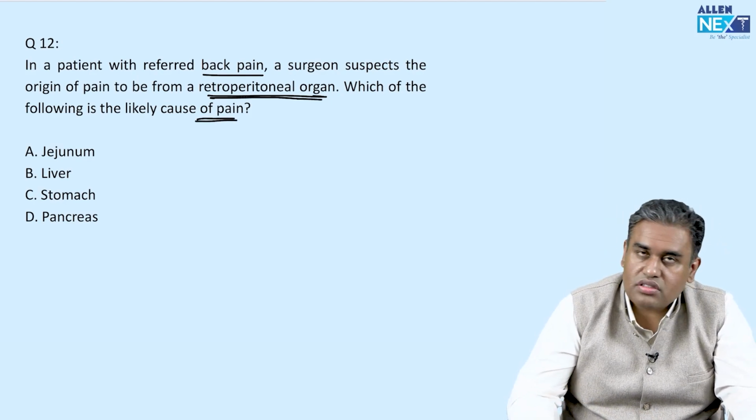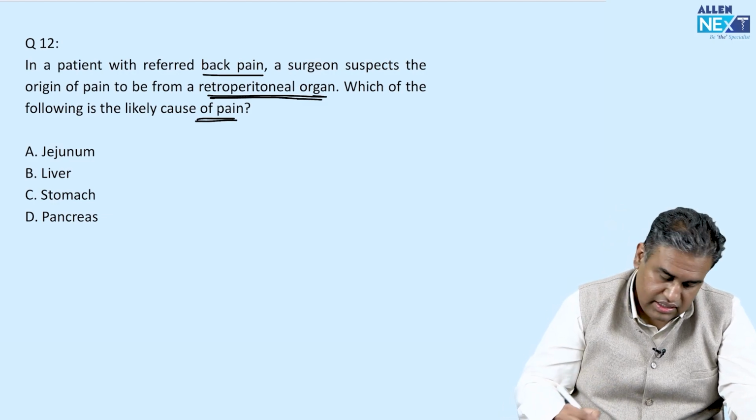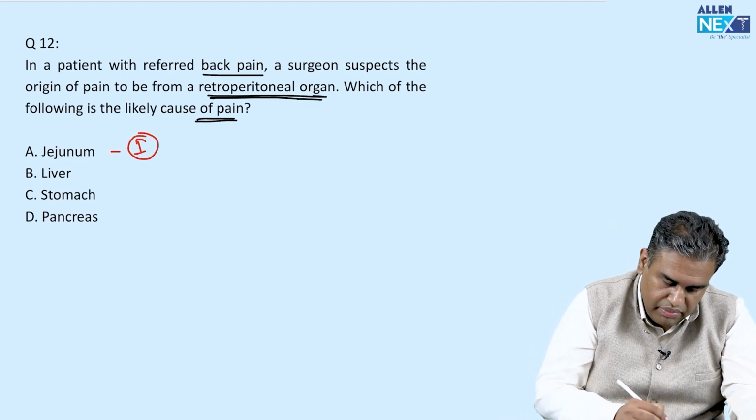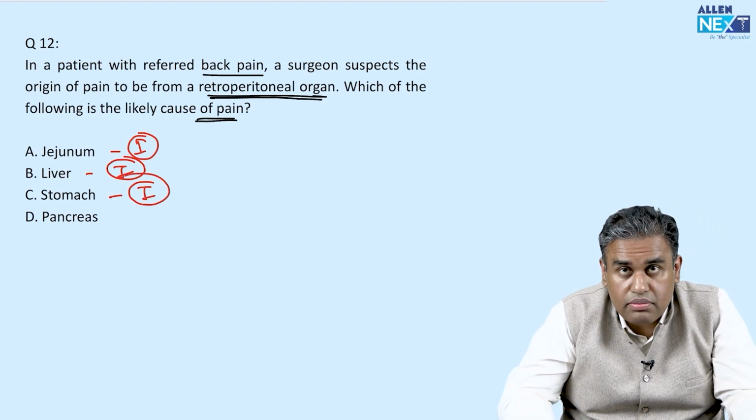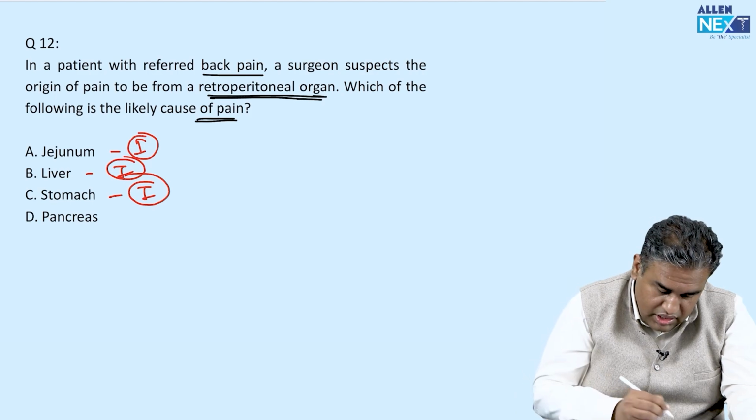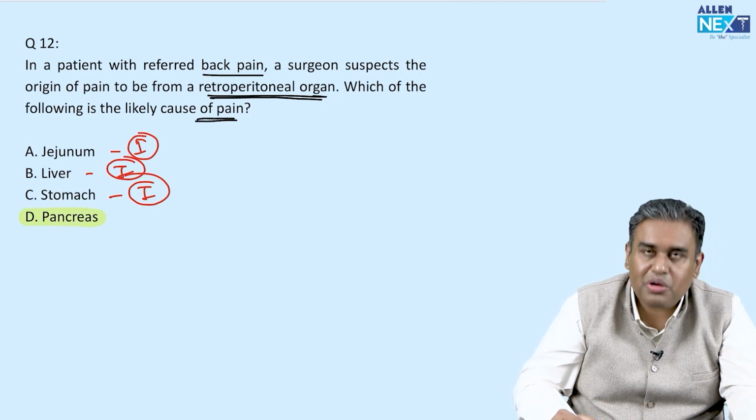What is the most likely cause? Which of the following is a retroperitoneal organ? Let us see. Jejunum is totally intraperitoneal. Liver is intraperitoneal. Stomach is intraperitoneal. Automatically the answer should be option D. Let us see what option D is. Pancreas. Yes, pancreas is retroperitoneal.